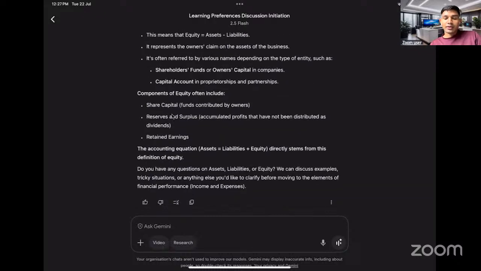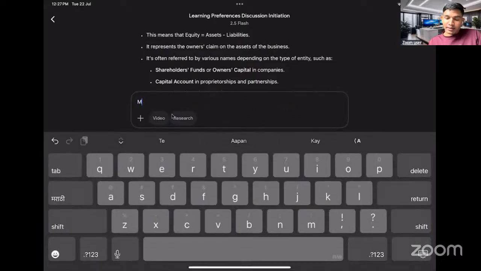The accounting equation, assets is equal to liability plus equity, directly stems from this definition of equity. Do you have any questions on assets, liabilities, or equity? Then we will move on to the next topic.